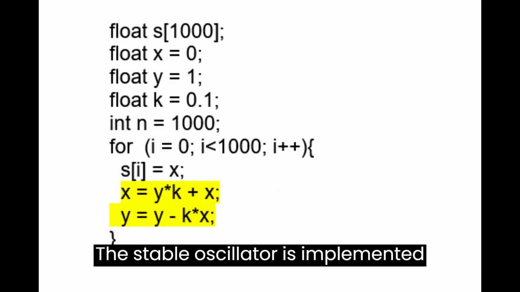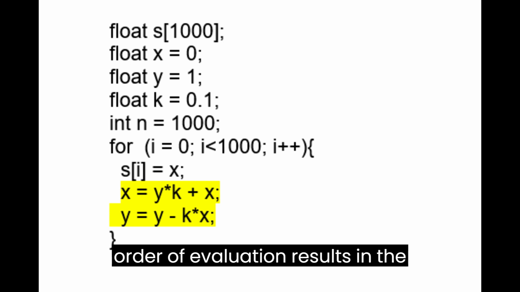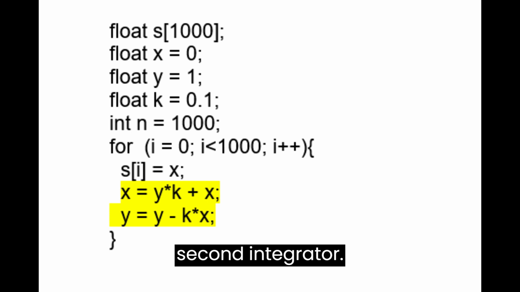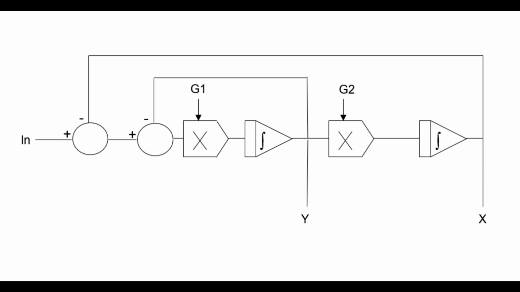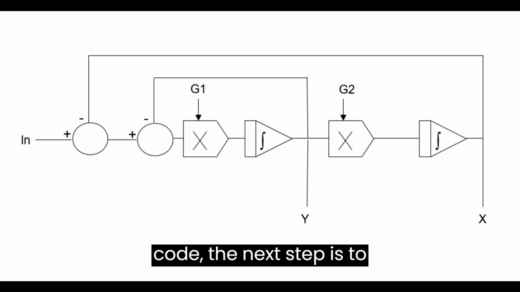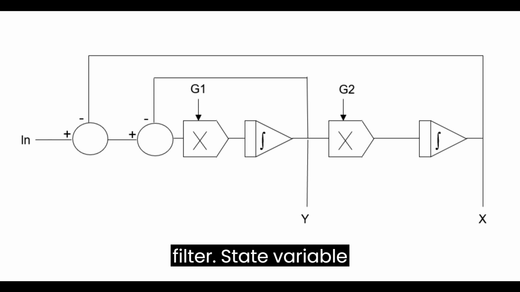The stable oscillator is implemented using a simple program loop. The order of evaluation results in the equivalent of a forward tap of the second integrator. Now that we can program a stable oscillator using 2 lines of program code, the next step is to adapt the code for use as a second-order filter.